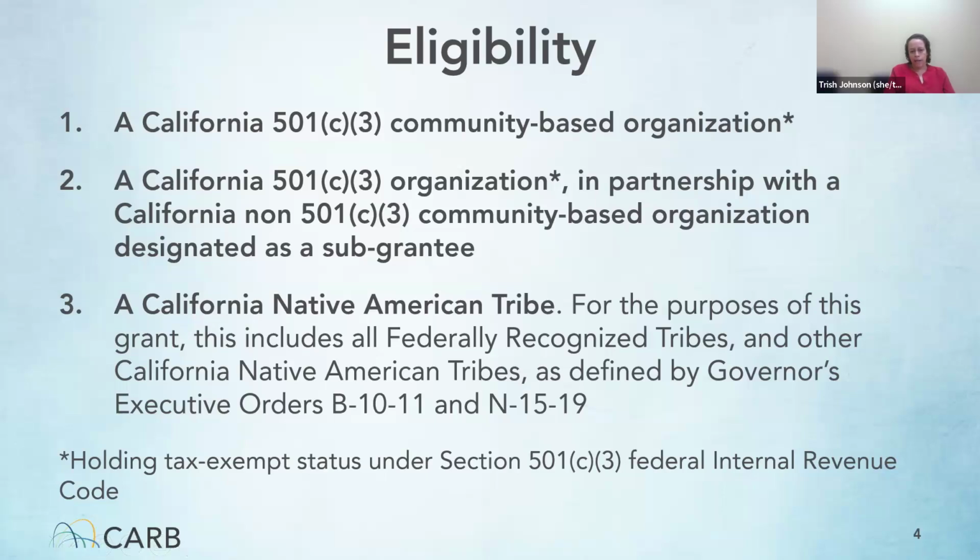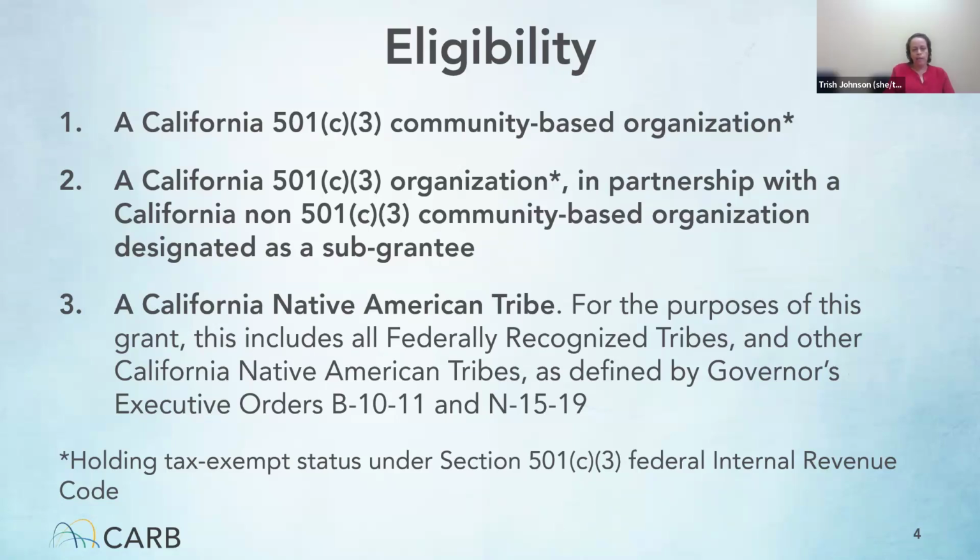The first element about the Cycle 5 Community Air Grant Request for Applications is eligibility. This can also be found at the top of page 9 in the RFA document. To be eligible to apply for a community air grant, the applicant must be either a California community-based organization holding a current tax-exempt status under Section 501c3 of the Internal Revenue Code, a California organization holding a tax-exempt status under Section 501c3 of the Internal Revenue Code as the grantee in partnership with a California community-based organization without Section 501c3 status designated as a sub-grantee, or a California Native American tribe.